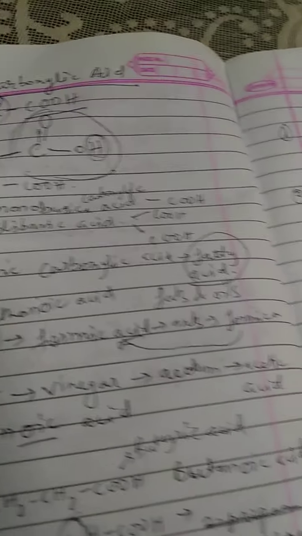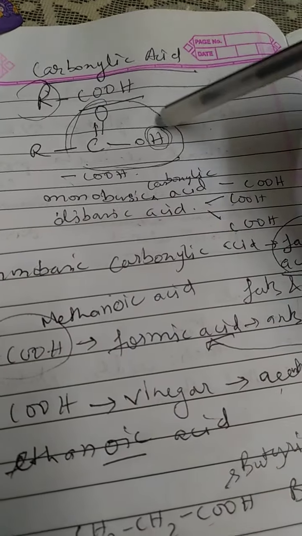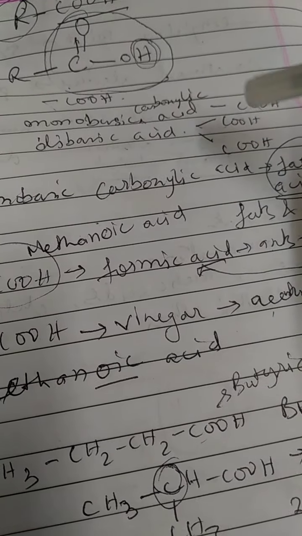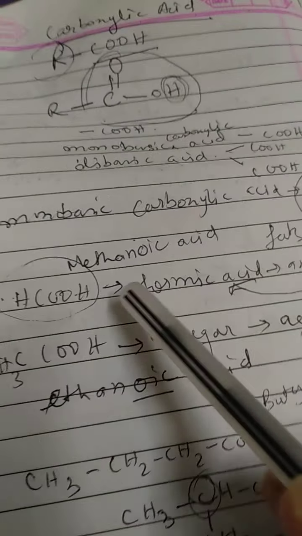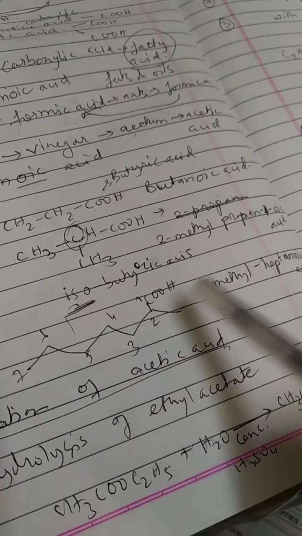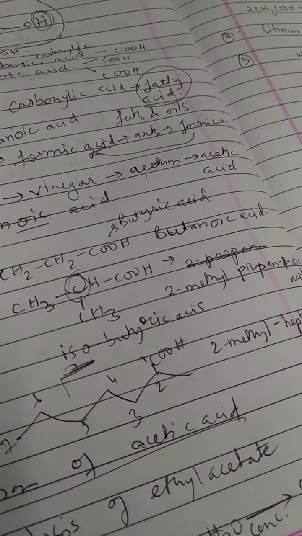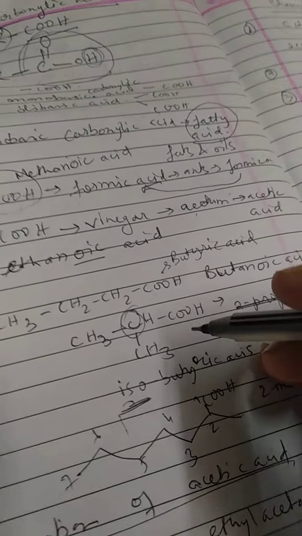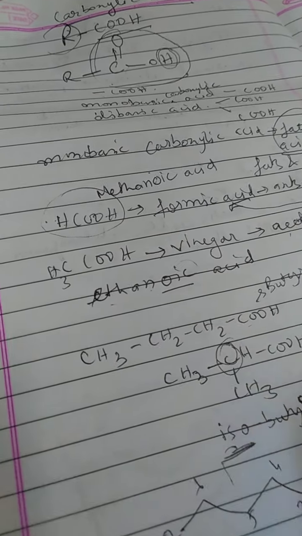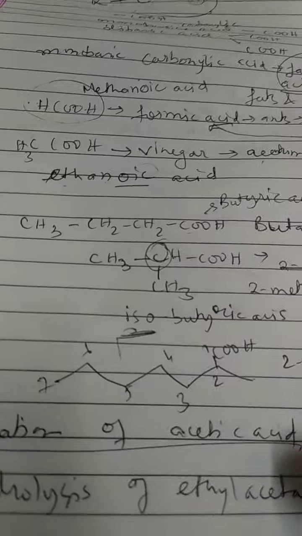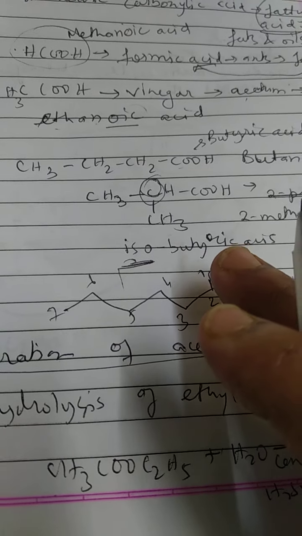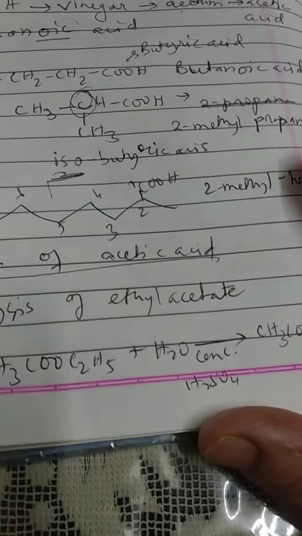So this was our carboxylic group, where we have to remember the functional group. They could be monobasic, dibasic or tribasic depending on the number of carboxyl groups in a compound. Then how they have been named, their trivial names. Then their IUPAC nomenclature: the E of the alkane is substituted with OIC acid, and the longest chain is numbered, with the functional group taken as 1, and accordingly the compound is named.